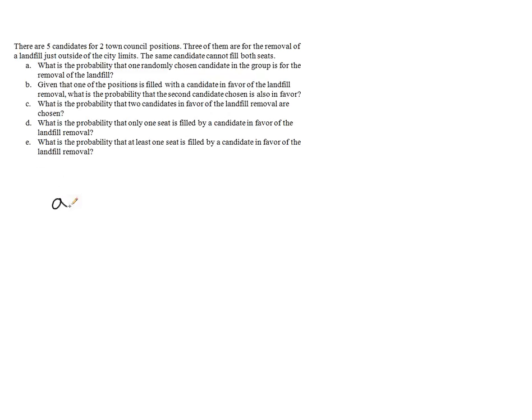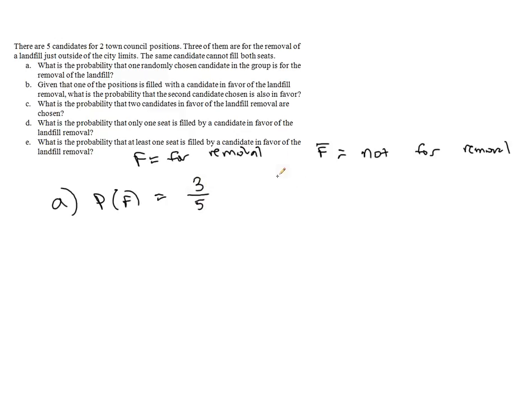Okay, so in letter A, we want to know the probability that a randomly chosen candidate is for the removal of the landfill. So we'll let F equal for removal, and thus F bar will be not for removal. The probability that somebody is for removal: there are 5 candidates, and 3 of them are for the removal, so there's a 3/5 chance.